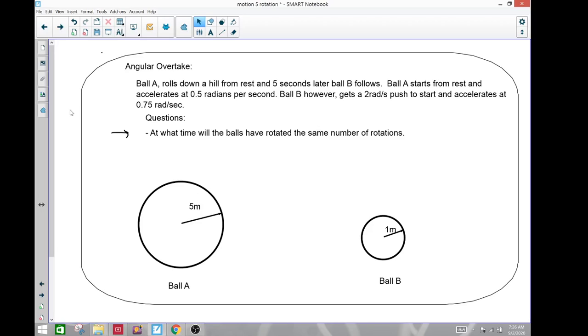We're going to do a little bit of application of what we call angular overtake. I'm not sure if that's a term that's used widely, but it's a term we use here in our school. So essentially, what we have here is big balls rolled down a hill, right?